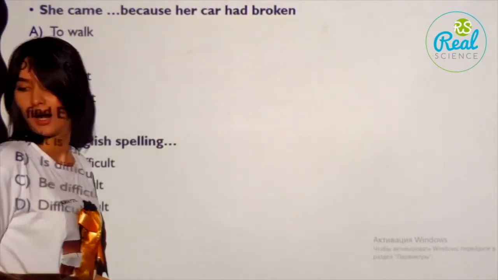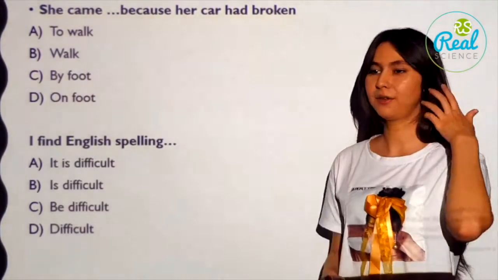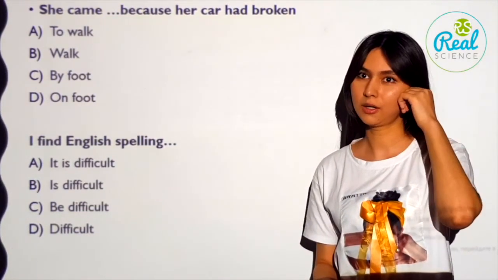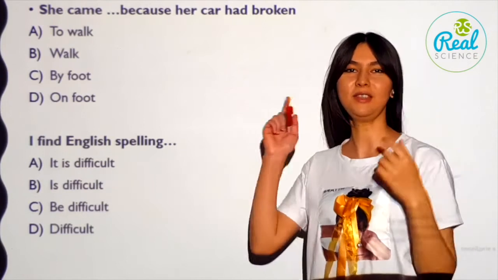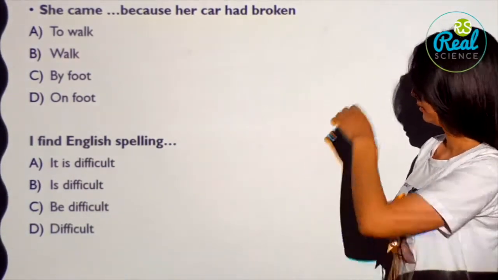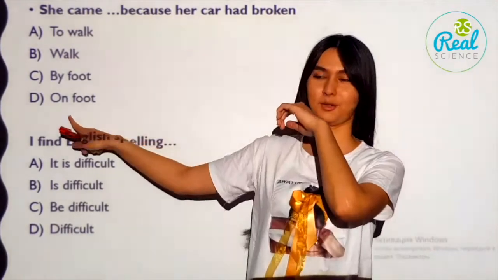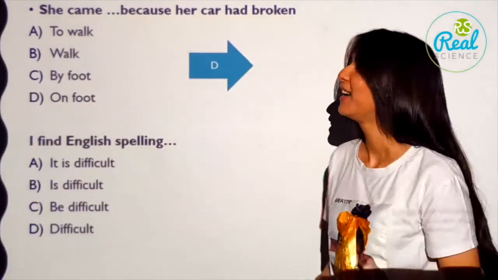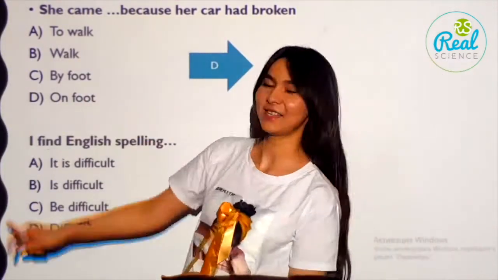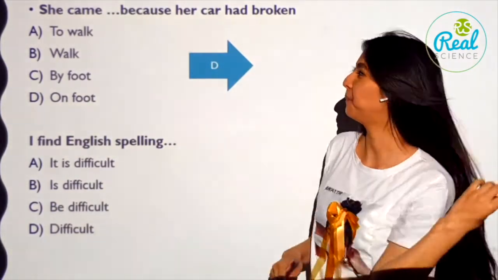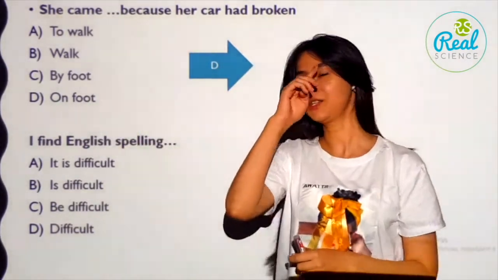Okay, next one. Here we have Yusufik. Is your audio broken or no? Can you read this one? She came on foot because her car had broken. On foot. Good job. So let's see, why this one? Okay, on foot. Что это значит, on foot? You have to just remember. То есть пешком, да? Пешком это значит on foot.